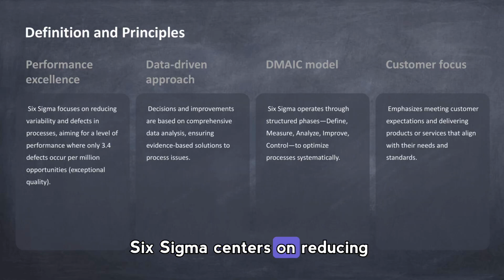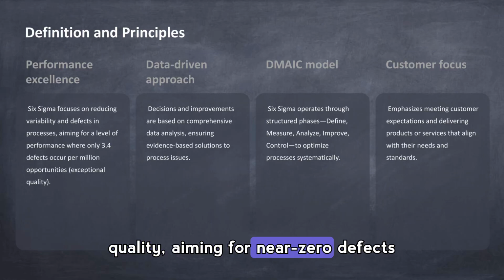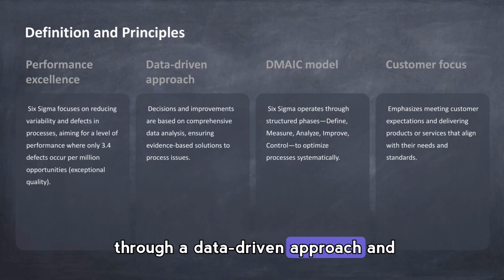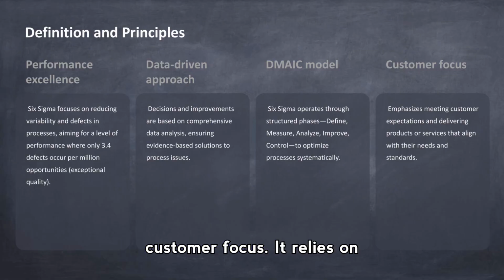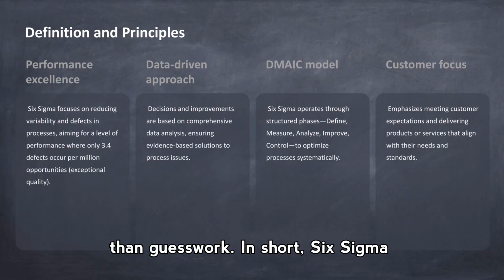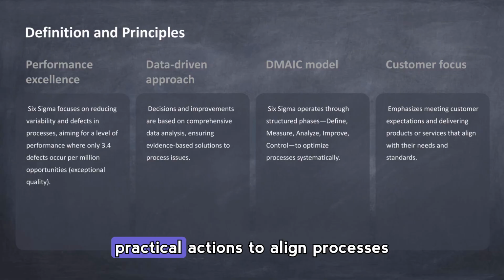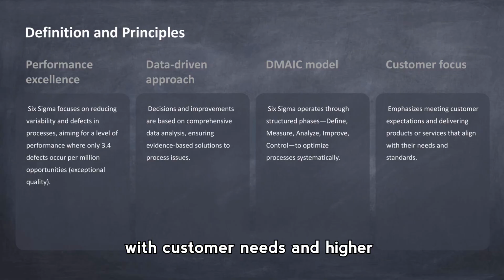Six Sigma centers on reducing variation to achieve exceptional quality, aiming for near-zero defects through a data-driven approach and customer focus. It relies on structured problem-solving like DMAIC and emphasizes evidence-based decisions rather than guesswork. In short, Six Sigma combines rigorous measurement with practical actions to align processes with customer needs and higher performance targets.